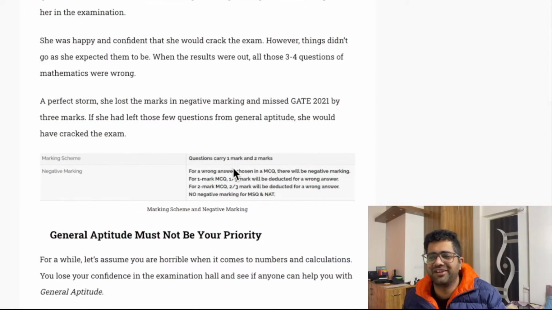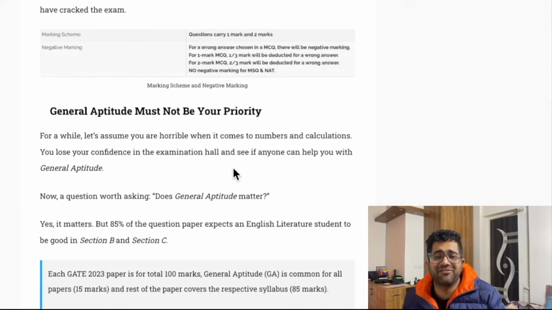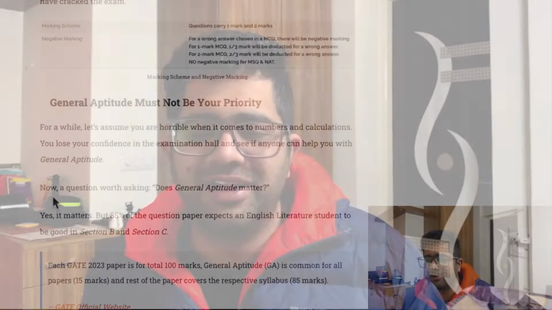Here you see, general aptitude must not be your priority. Of course, yes, this is really important. Everyone is talking about how to prepare for general aptitude. They are not good at general aptitude. They are very bad at mathematics and all these things. But 85% of the question paper will come from section B and section C. Section A matters, but not to an extent that you ignore section B and section C.